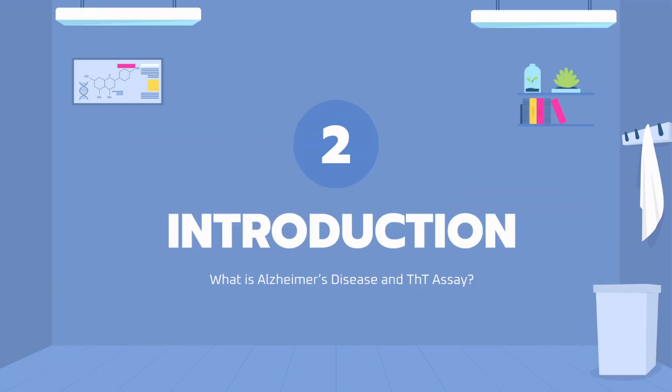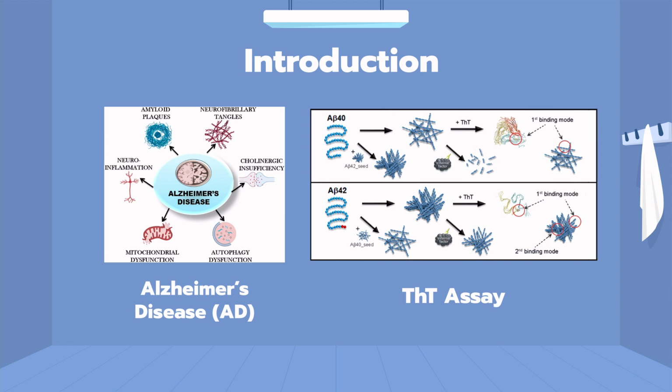So, what is Alzheimer's disease and the THT assay? Alzheimer's disease, also known as AD, is a progressive neurological disorder marked by cognitive decline, memory loss, and a variety of behavioral abnormalities. The pathogenesis of Alzheimer's disease is characterized by the accumulation of amyloid beta peptides in brain plaques.